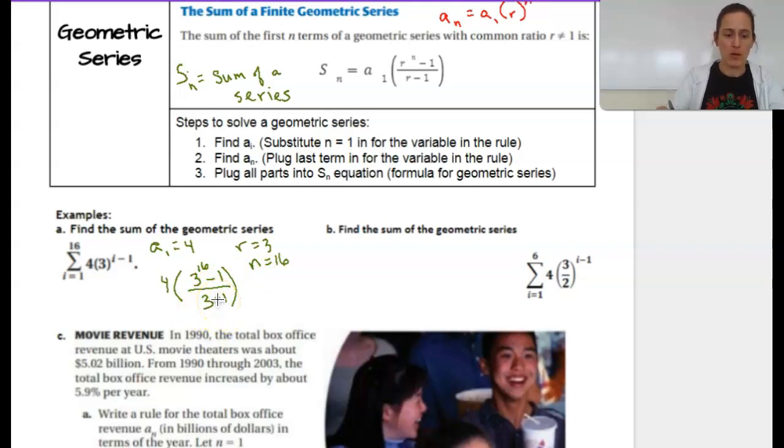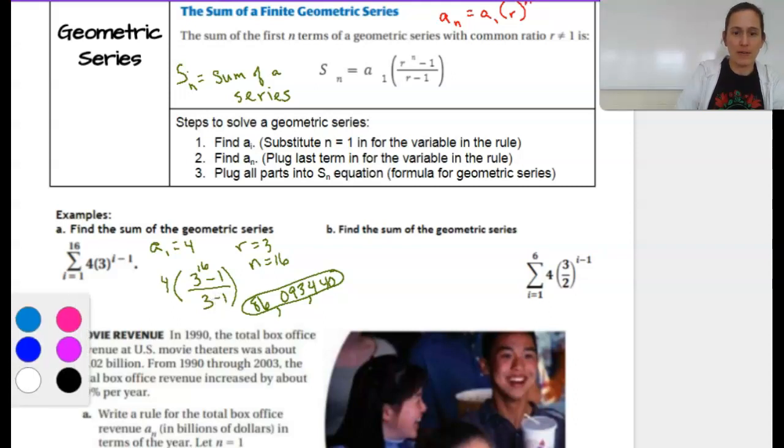When you put that all in your calculator, you would get 86,093,440. That would be the sum of the terms 1 to 16, using that equation for a geometric series. Let's take a look at another example.